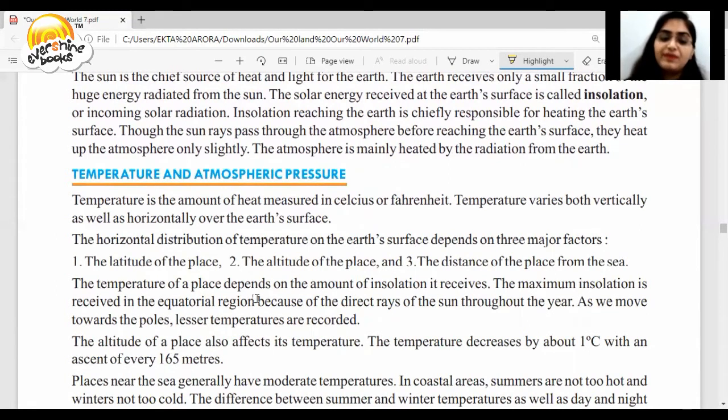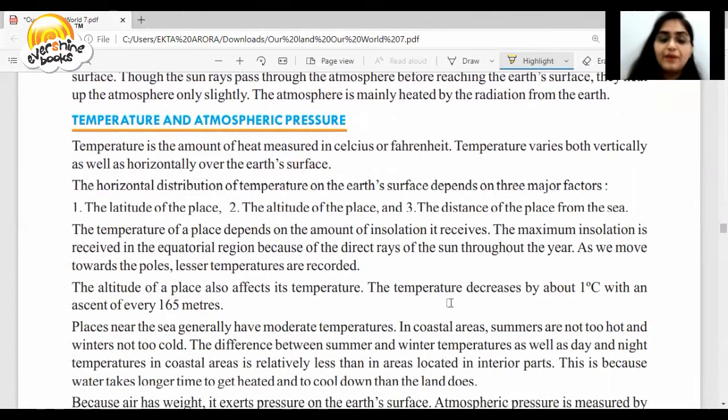The temperature of a place depends on the amount of insolation it receives. The maximum insolation is received in the equatorial region. Why? Because the direct rays of the sun come there. So as it moves towards the pole, the temperature decreases. And the altitude of the place also affects its temperature. The temperature decreases by about 1 degree with an ascent of every 165 meters.